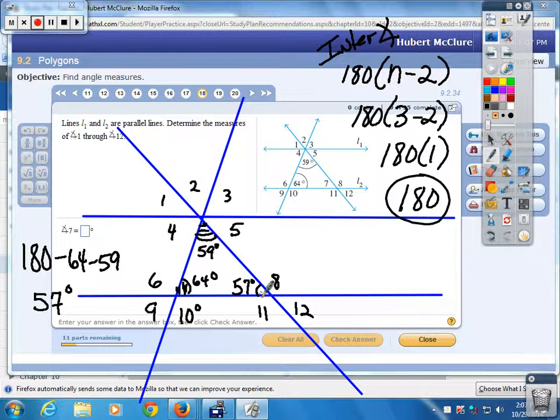Now you can fill in pretty much everything. Somebody tell me what angle 2 is. What's angle 2? 59 degrees, Hubert. That's right. Why? Vertical to the other. Vertical. What's angle 12? 57. What's angle 9? 54.